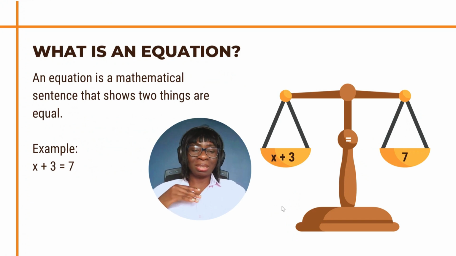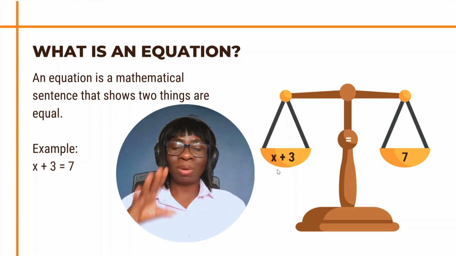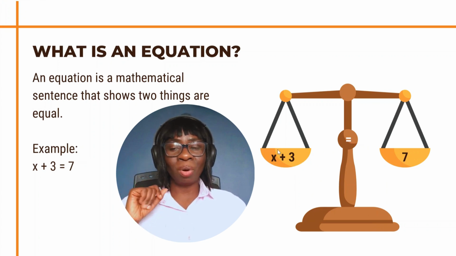So what is an equation? An equation is a mathematical sentence that shows two things are equal. Look at this image now. If you see this diagram, you realize that this left hand side is equal to this right hand side. And what do we have on the left hand side? We have x plus 3 equals 7. So this is an example of an equation.